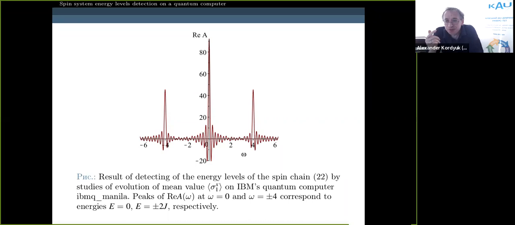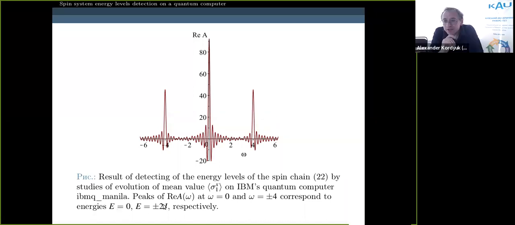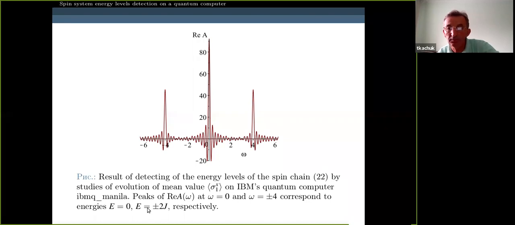So maybe the better question to ask is why you don't see the splitting, you think, but you see this central peak, which just corresponds to the constant component. This peak corresponds to energy levels of the system. Energy levels correspond to frequencies, and the central peak corresponds to zero frequency.